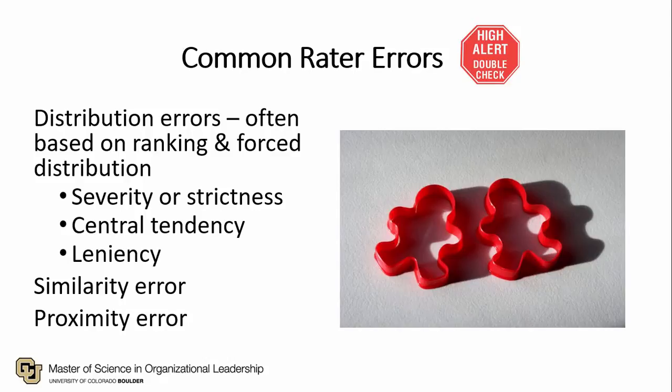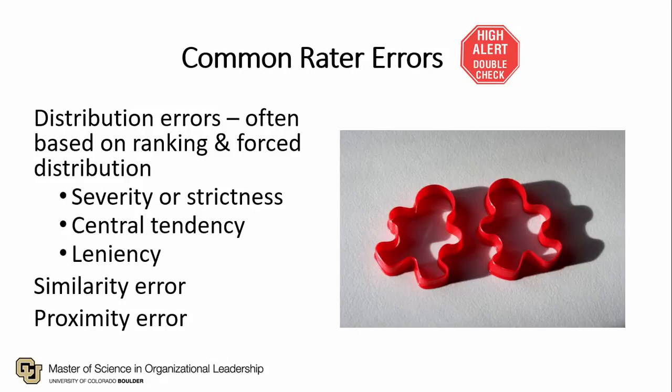Next are also some very common errors, and these unfortunately we see often. These are distribution errors. Often we see these when the organization requires you to rank your employees or requires you to do a forced distribution. Think about the bell-shaped curve, and if we were to look at the severity, the bell-shaped curve would not be a bell shape, but it would be over to the very right, where you have lower performers in that category. Central tendency, it would be in the center. The leniency, it would be over to the left, where you have very high performers.